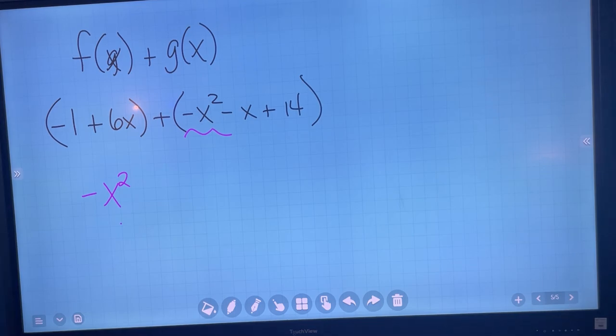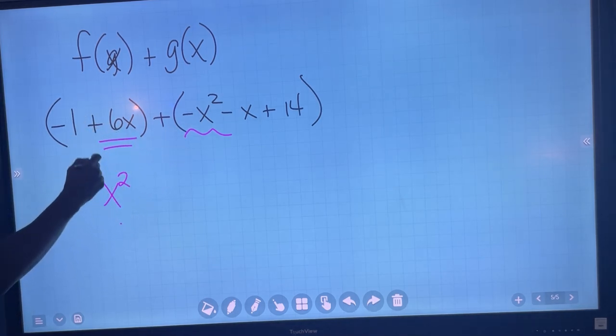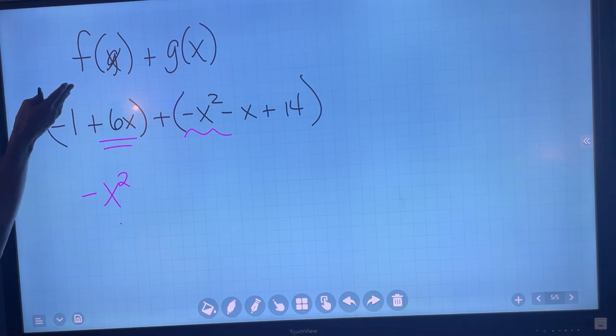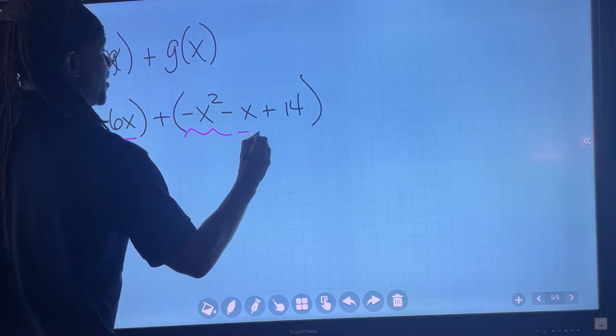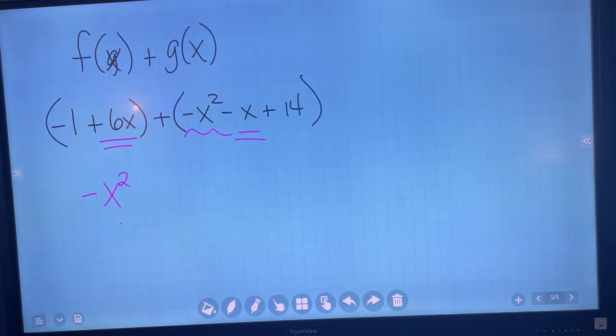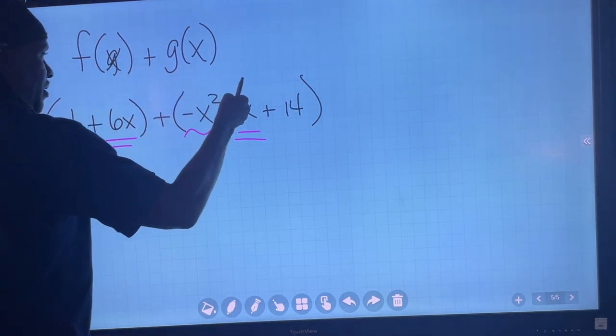Negative x squared. That one's done. Now I'm looking at the x's. Do I have anything with a term that ends in X here? Yes. Negative what? Negative one X. Remember, there's really a one there. They just don't put it there, they don't have to. So you're going to be adding 6x plus negative 1x.